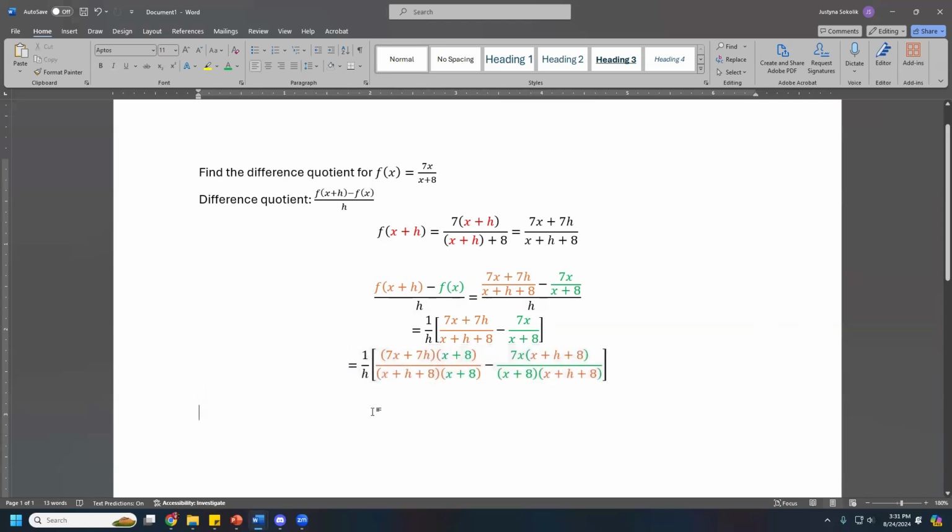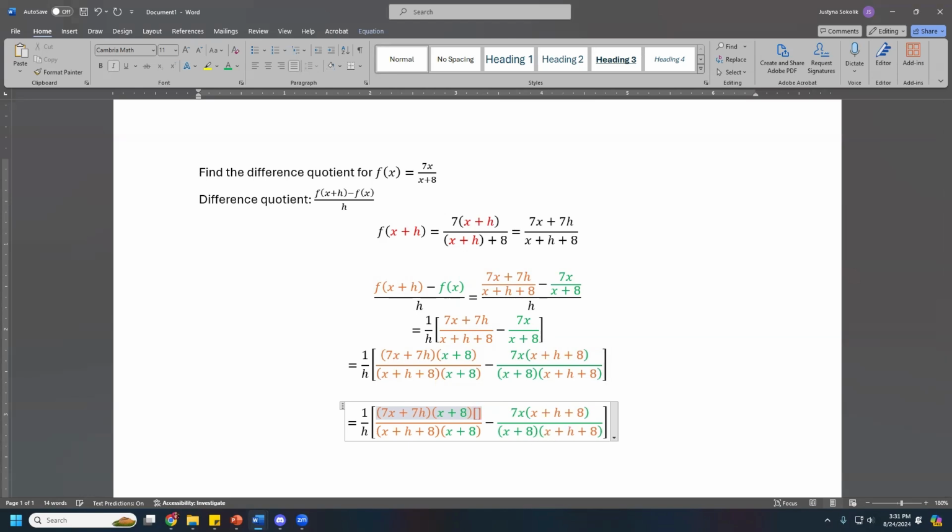So for right now, I'm going to leave the denominators untouched, but what I am going to do is multiply together the tops. So remember your FOIL. You have to distribute the 7x to the x, 7x to the 8, 7h to the x, and 7h to the 8. So this numerator is instead going to become 7x squared plus 56x plus 7hx plus 56h.